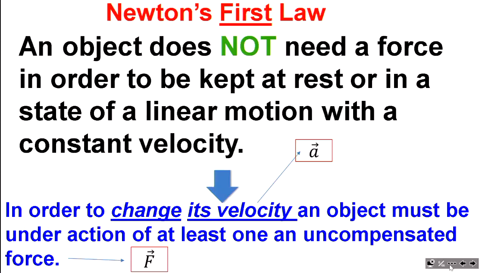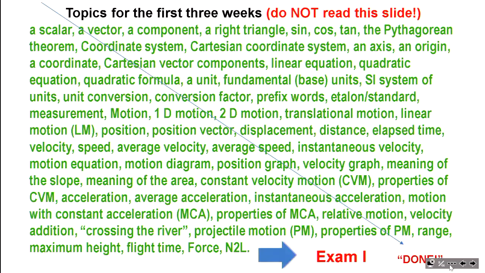When velocity changes, that automatically means acceleration is not zero. When acceleration is not zero, that automatically means net force is not zero. So there must be at least one force acting on that object when the velocity of an object changes. So technically, that completes all theory.